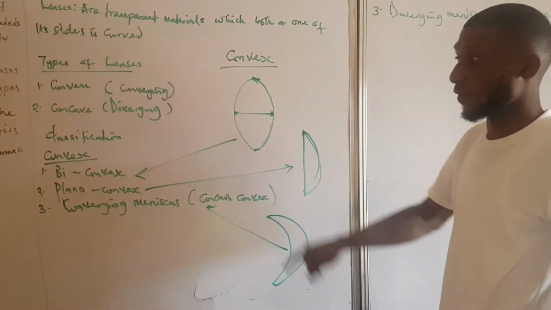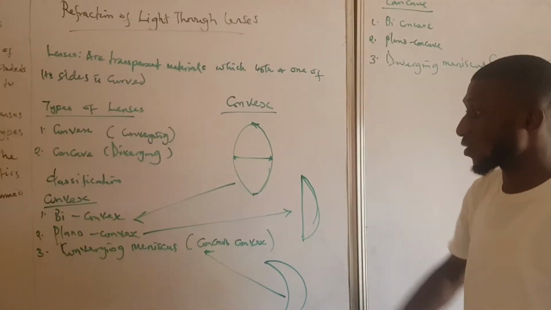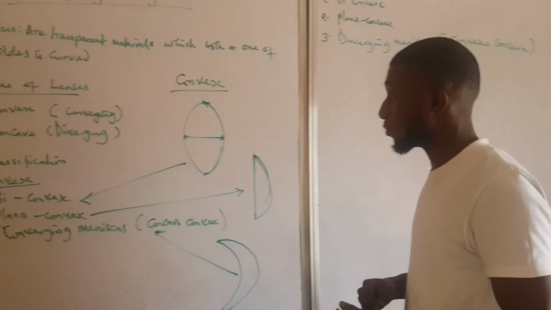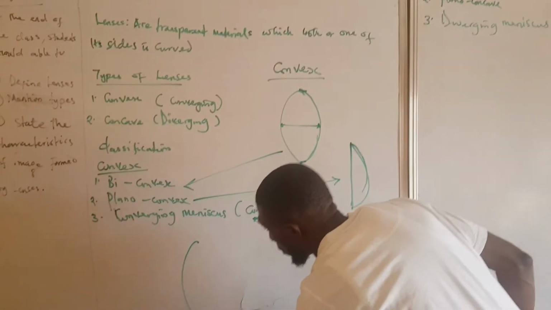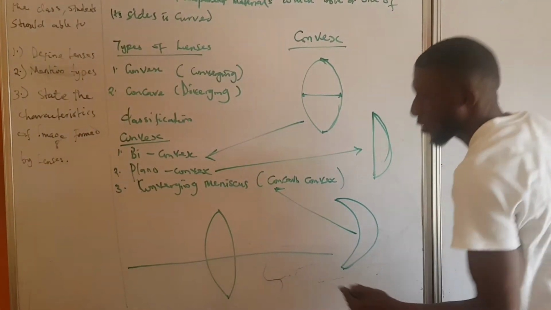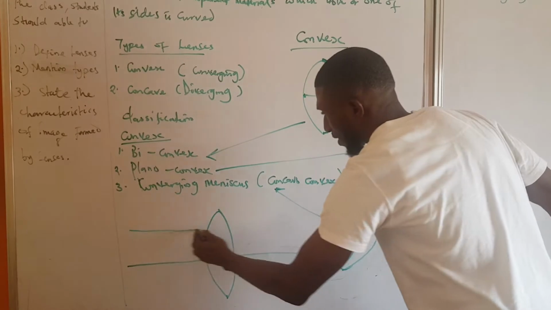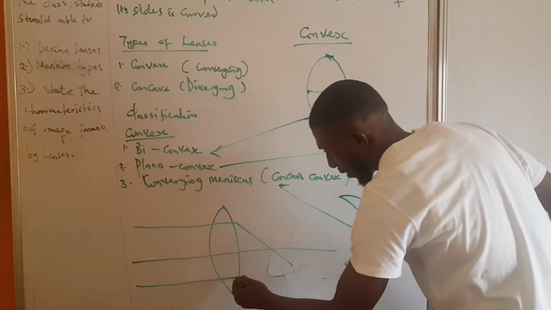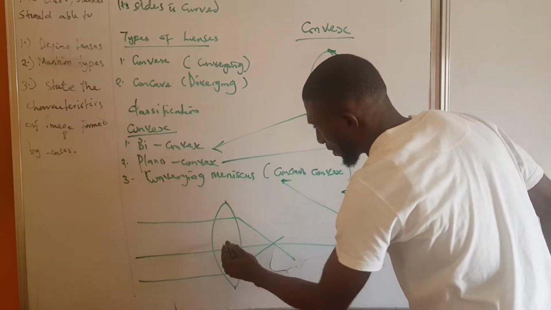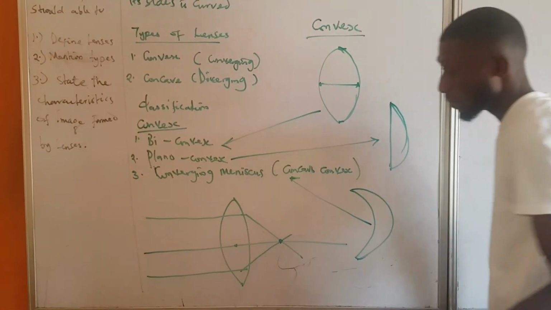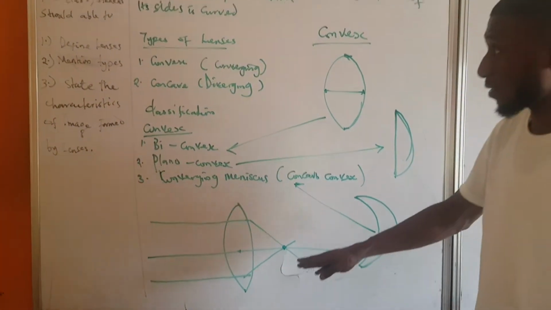We call it a convex lens. And any lens like this, when rays of light pass through them, they converge, which means that they meet at a focus called the principal focus. When rays of light pass through any lens like this, they converge after being refracted. Why? Because the middle is thicker than the edge, and that is that on convex lens.